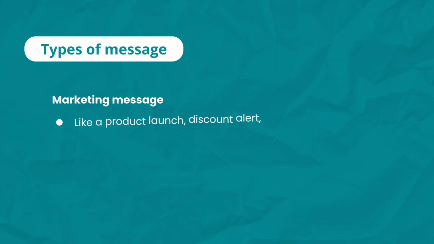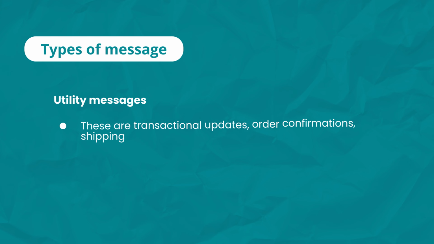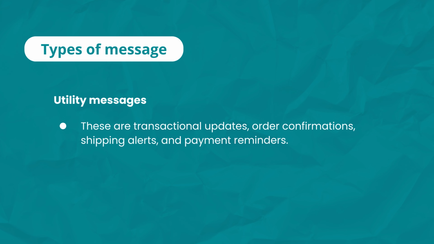First up is message type. When you send a marketing message, like a product launch, discount alert, or reminder, it's almost always charged. These messages are priced per delivery. But there's one exception, and we'll get to that in a moment. Next, there are utility messages. These are your regular transactional updates, order confirmations, shipping alerts, and payment reminders. These are usually charged too, but again, there are exceptions here as well, and we'll explain them shortly.